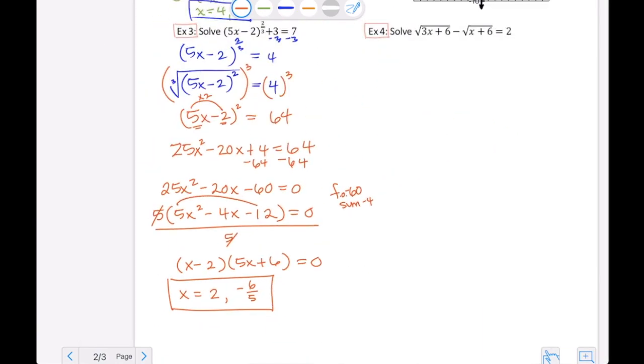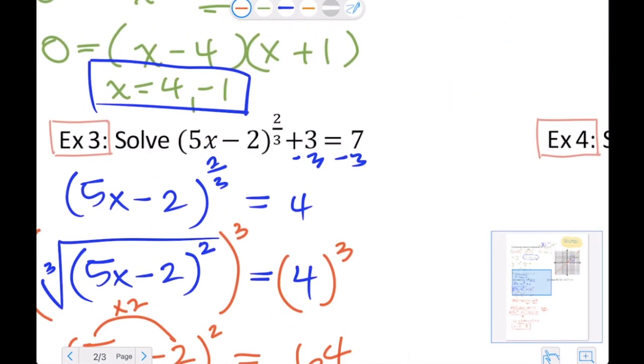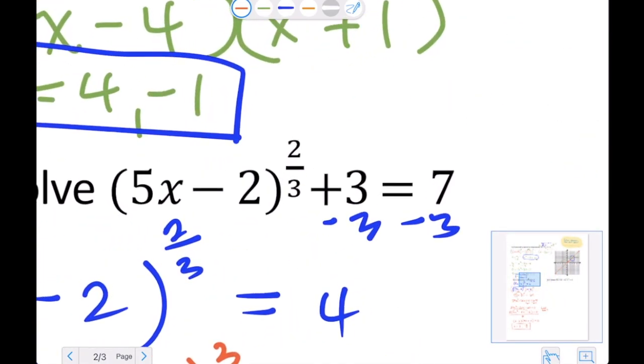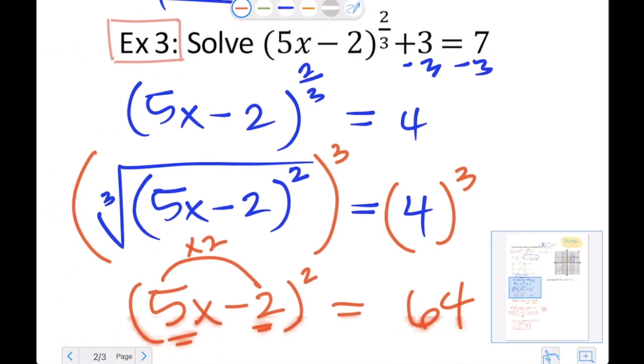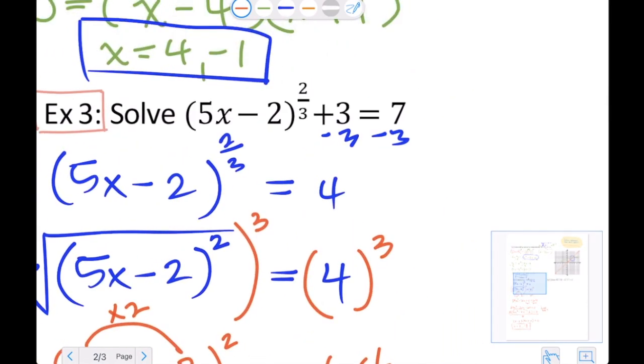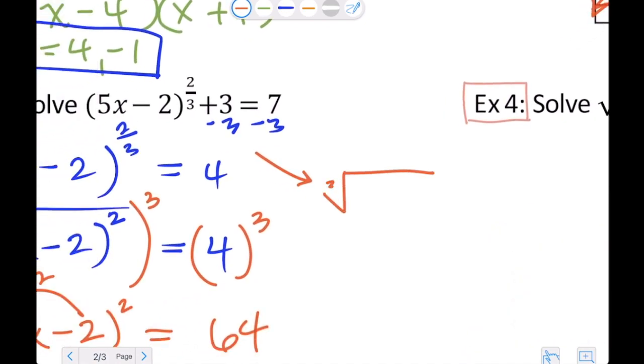Now, remember, we have to check our answers. So we're going to plug in a 2 for our x value, and then we'll plug in a -6/5 for our x value. So let's go up here. We're going to go to our original equation. Now, I probably would go ahead and rewrite the 5x minus 2 to the 2/3 power as the cube root of 5x minus 2 squared, and then plus 3 is equal to 7.